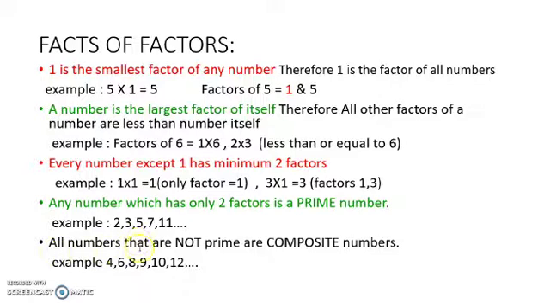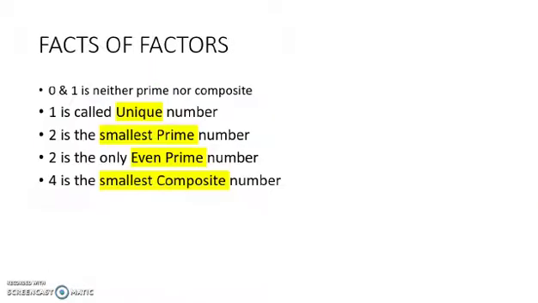And all the numbers that are not prime, that means they have more than 2 factors, are called composite numbers. For example, composite numbers start from 4, 6, 8, 9 and so on. So we have to learn these examples also.